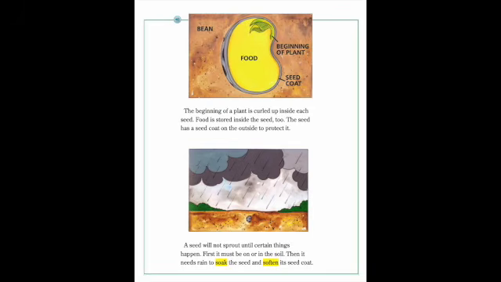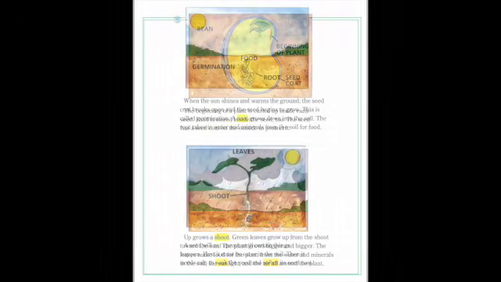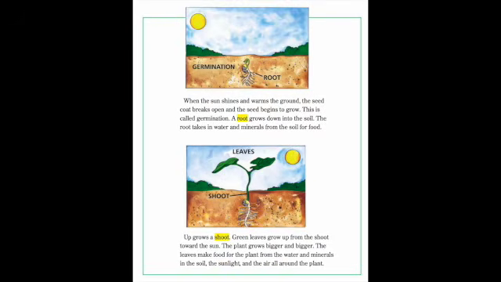A seed will not sprout until certain things happen. First, it must be on or in the soil. Then it needs rain to soak the seed and soften its seed coat. Germination, root. When the sun shines and warms the ground, the seed coat breaks open and the seed begins to grow. This is called germination.